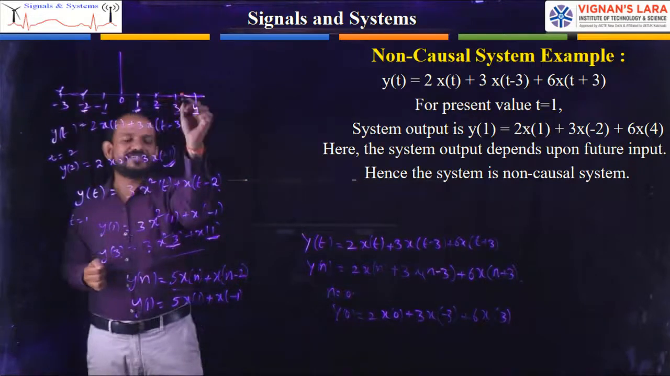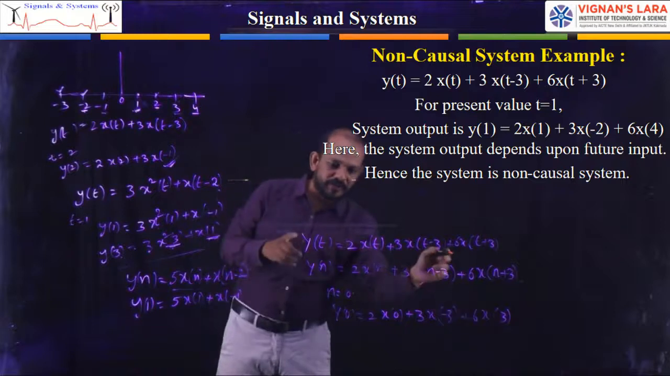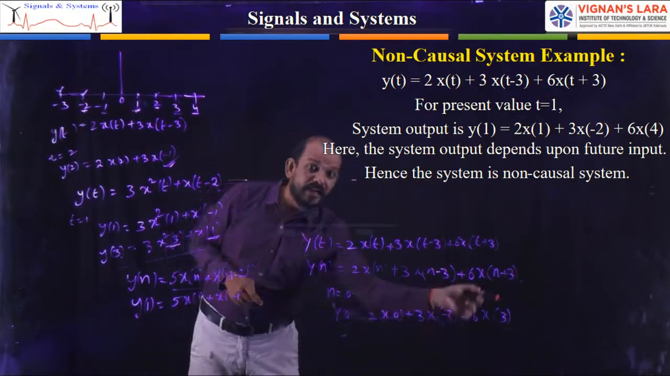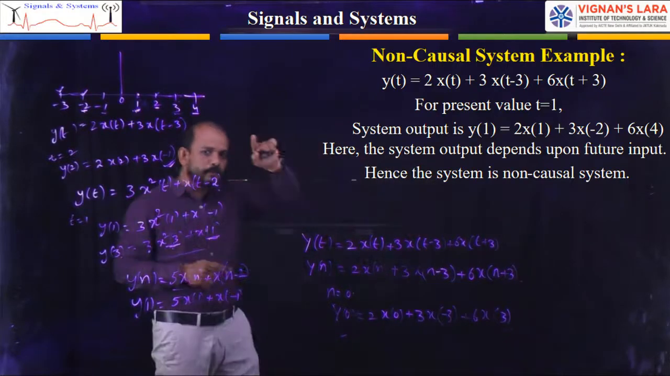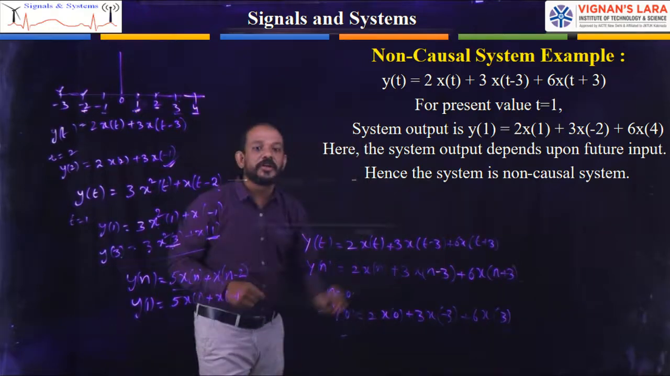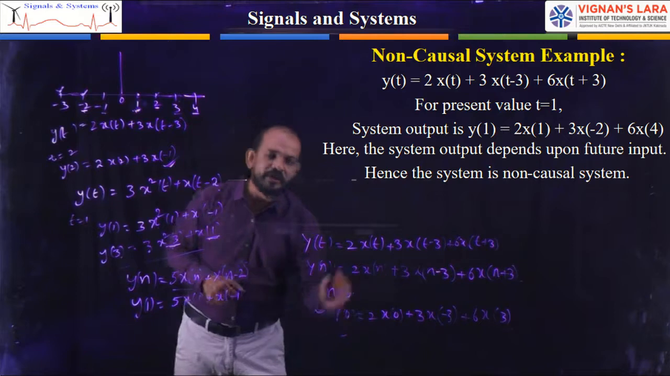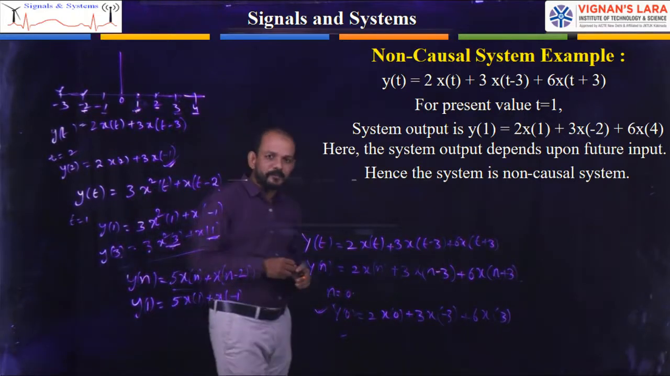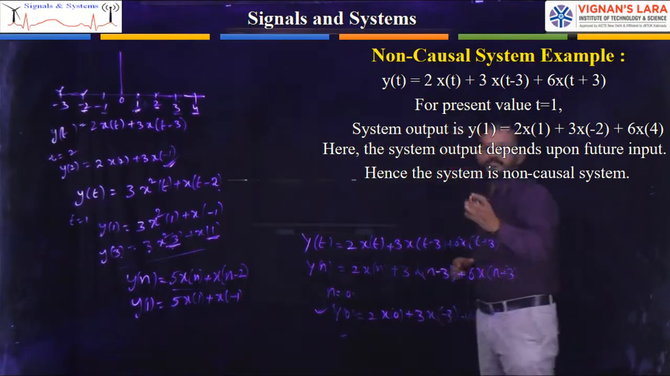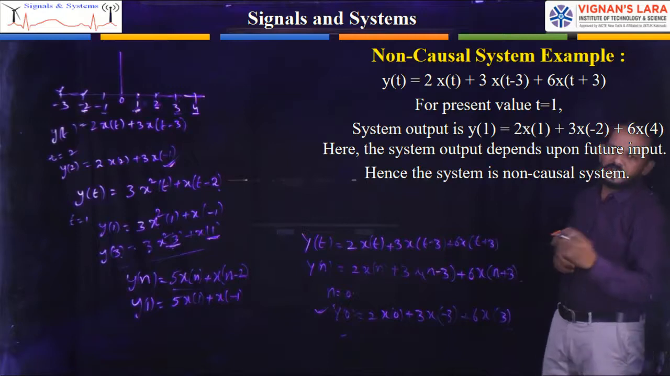For 0, plus 3 is the future value. That is, the output depends on future also. That means the output depends on present, past and future also. Here the output depends on the future value. Hence we can say this system is a non-causal system. Are you clear? This is the non-causal system. This is the explanation for a non-causal system. Okay. So in this way you can take a lot of examples.